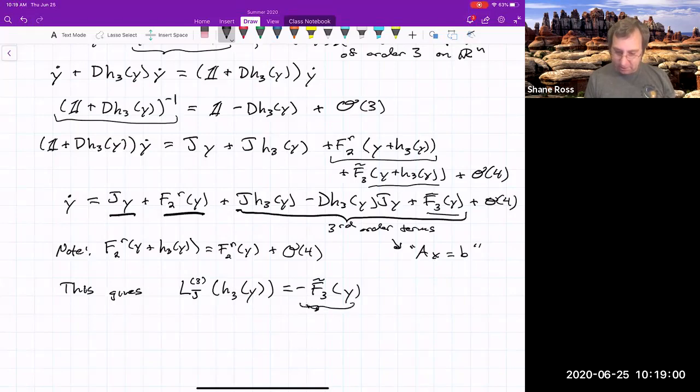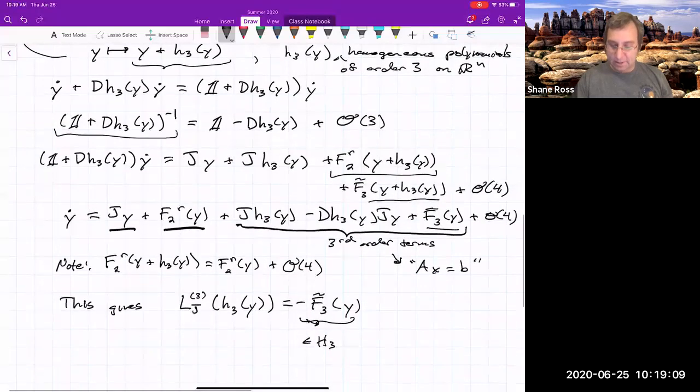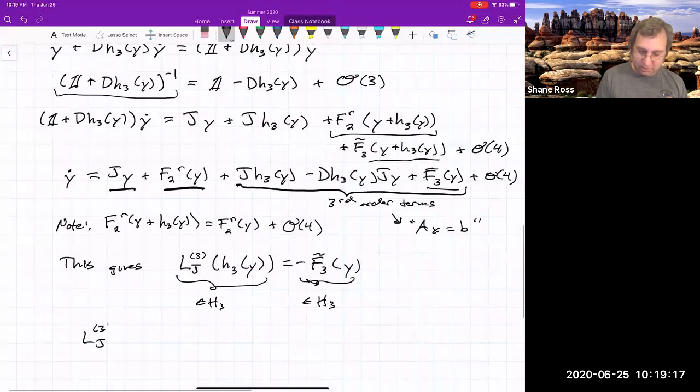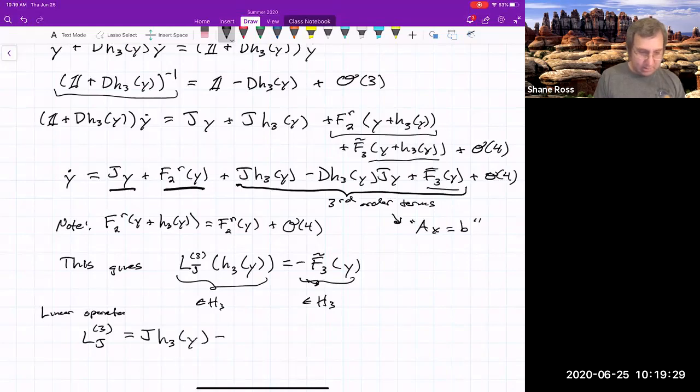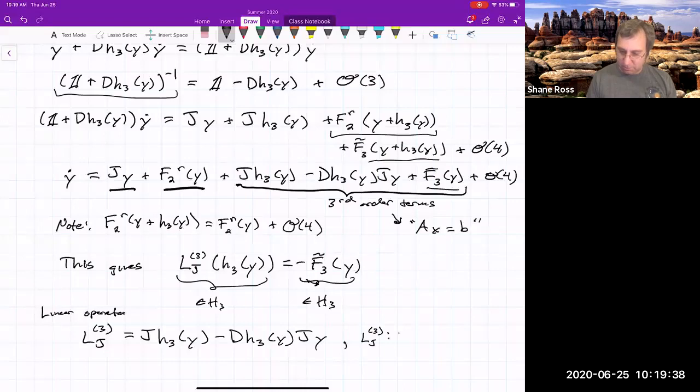This right-hand side is in the space, capital H3, of homogeneous polynomials of order 3 on R^n. This is also in H3. What is L_J^3? Our linear operator here is J H3 y minus DH3 y, Jy. And this is a linear map from capital H3 to capital H3.